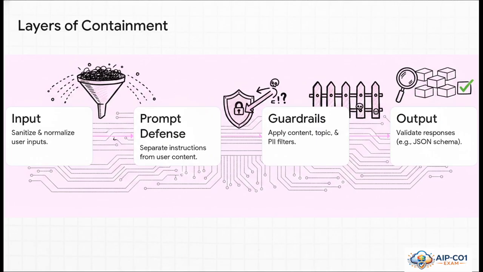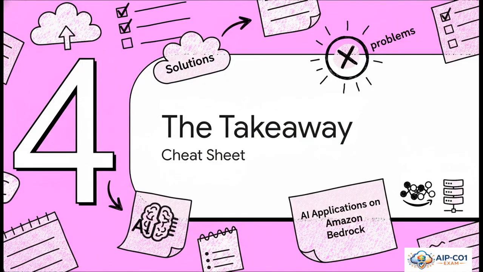Guardrails are just one layer of the onion. Real-world safety requires a multi-layered defense. It has to start with cleaning up user inputs. Then, you need defenses against prompt injection attacks. Then, you apply Bedrock Guardrails. And finally, you should always validate the model's final output to make sure it's in a safe, expected format. It's a whole process. Phew.